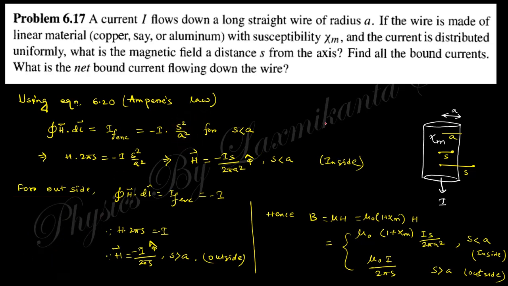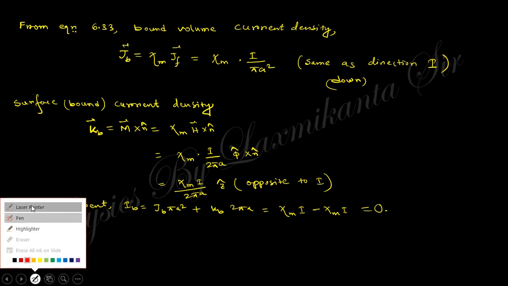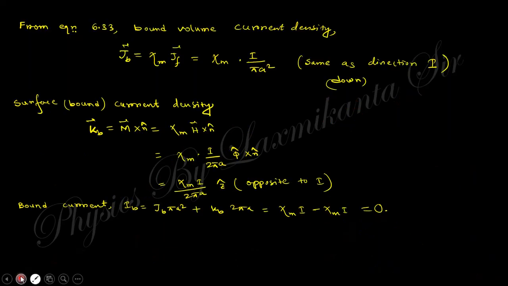For radius a, the total is I, so the current density equals I by pi a squared. If you multiply by the area in this region, s squared pi, the pi cancels out, and you will get I s squared by a squared. So this B equals like that.